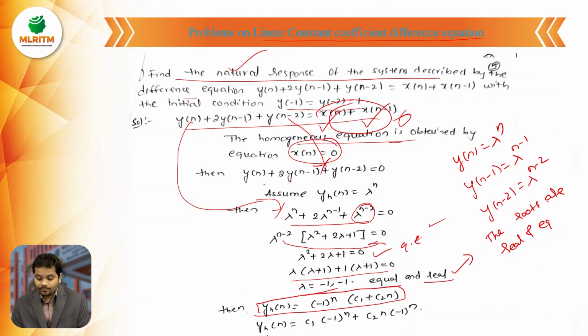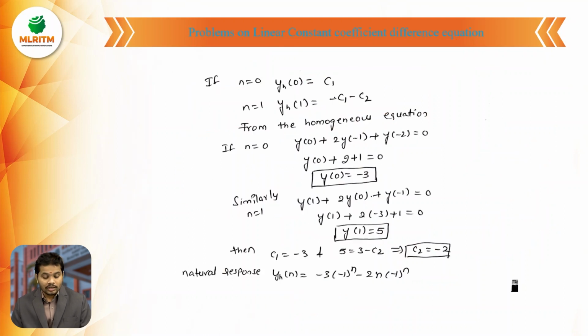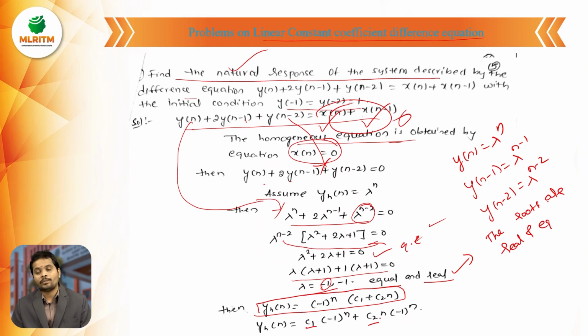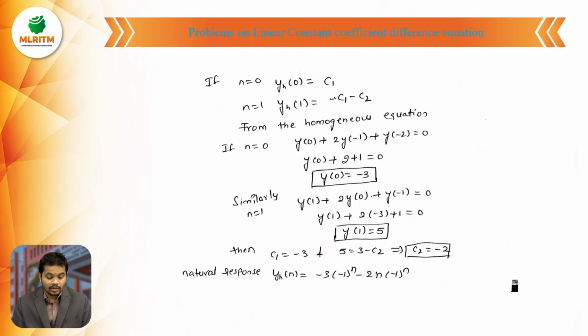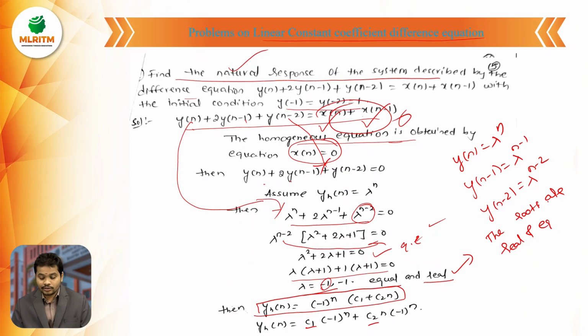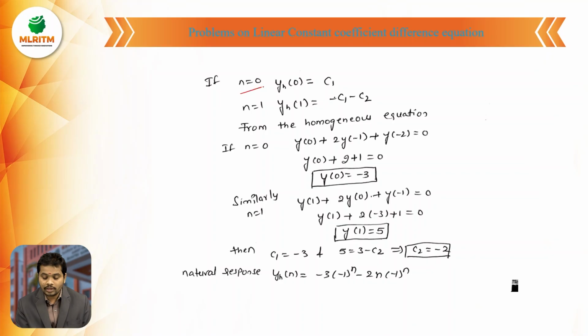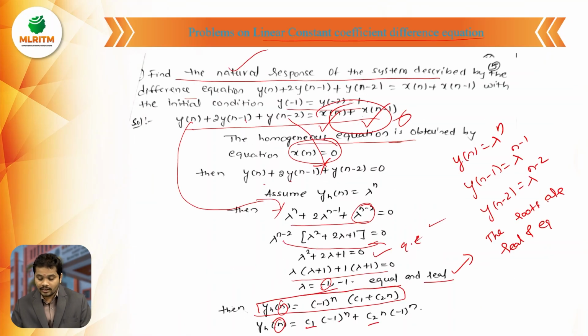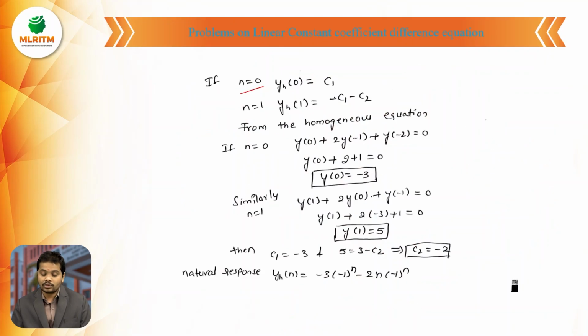So what is the homogeneous solution? C1 times minus 1 whole power n plus C2 n times minus 1 whole power n, because there are only two roots, both equal to minus 1. Here we have to find C1 and C2 to obtain the natural response. For that I am considering n equals 0 and n equals 1. If you substitute n equals 0, y h of 0 equals C1 times minus 1 whole power 0. Here n is 0 so the second term is 0, so only C1 is left.